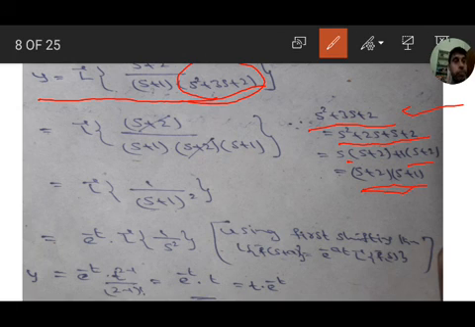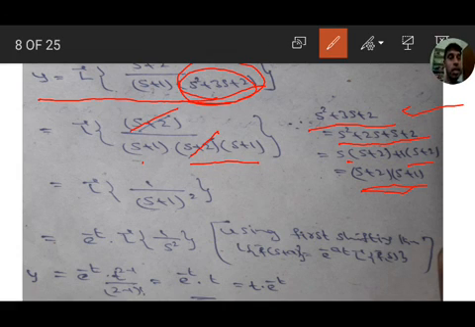That is s plus 2 by s plus 1 into s square plus 3s plus 2, which can be written as s plus 2 into s plus 1. This s plus 2 cancels, s plus 1 into s plus 1 whole square. So L inverse of 1 by s plus 1 whole square.